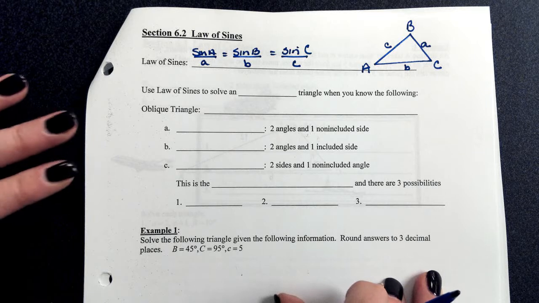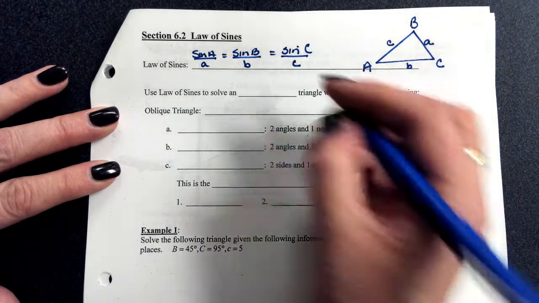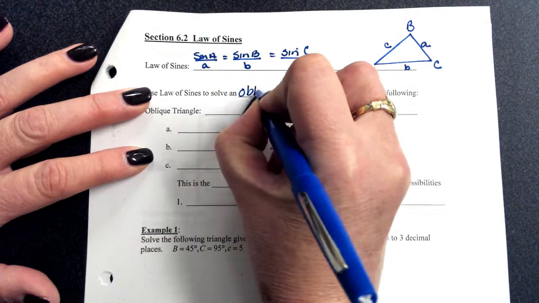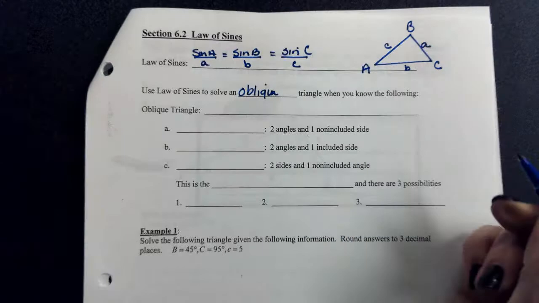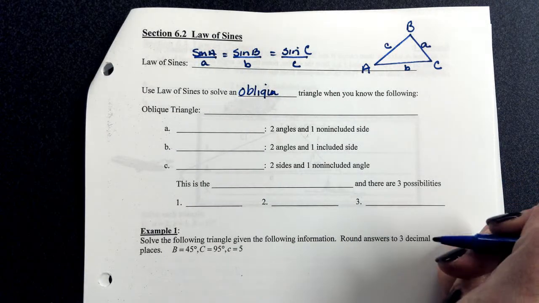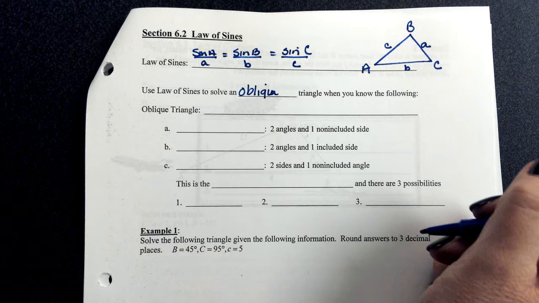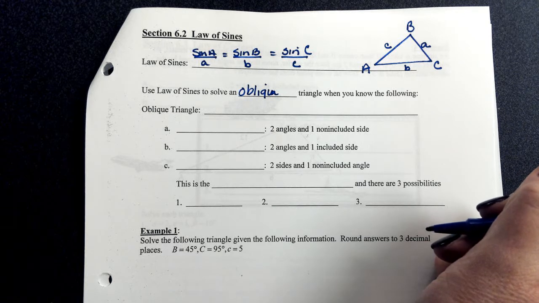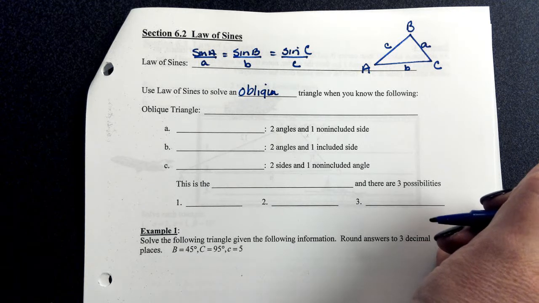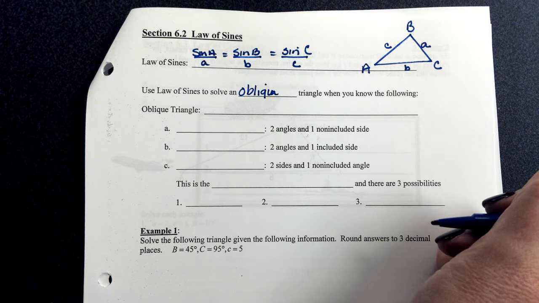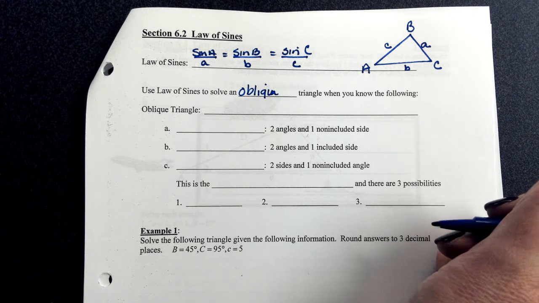So now, when do we use law of sines? We use law of sines to solve an oblique triangle. An oblique triangle, if you remember back from geometry, is when you have an acute or an obtuse triangle. What's an acute triangle? Do you remember from geometry? All of the angles are what? Less than 90 degrees, exactly.